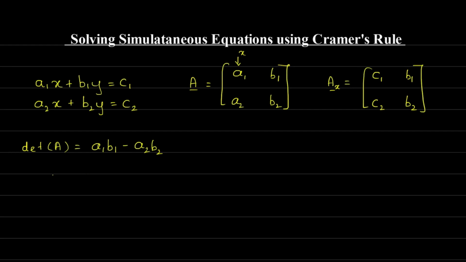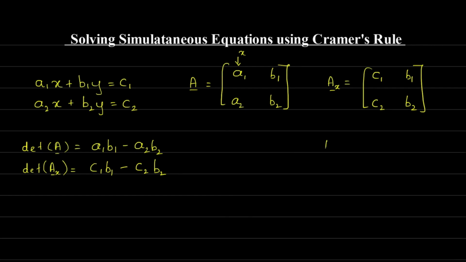And then we consider the determinant of that too. And therefore, that is going to be equal to the determinant of Ax equals c1 b2 minus c2 b1.